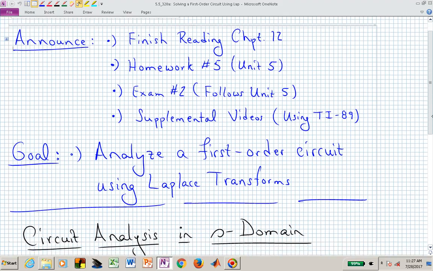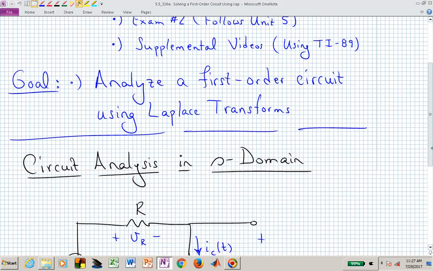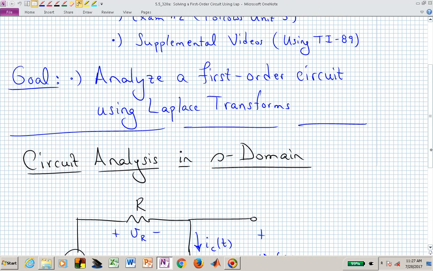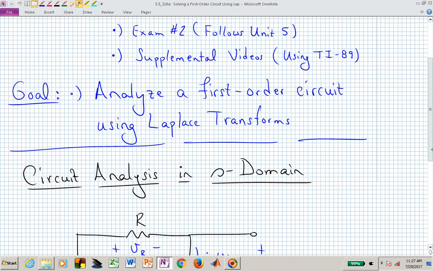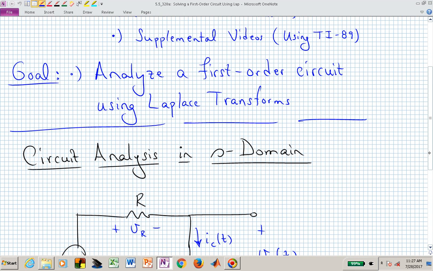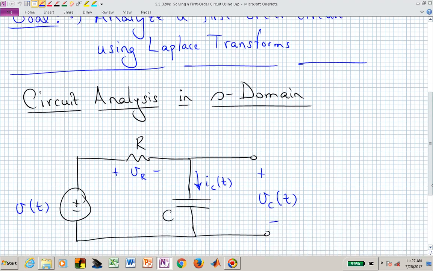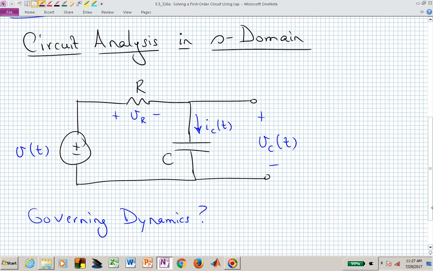And again, we're in Unit 5. At the end of this unit, you'll have exam number 2, and you can look at some supplemental videos dealing with inverse Laplace transforms and using the power of your calculator, either the TI-89 or the Inspire. You should be able to follow along and use those same strategies with the TI Inspire. They may be modified just slightly.